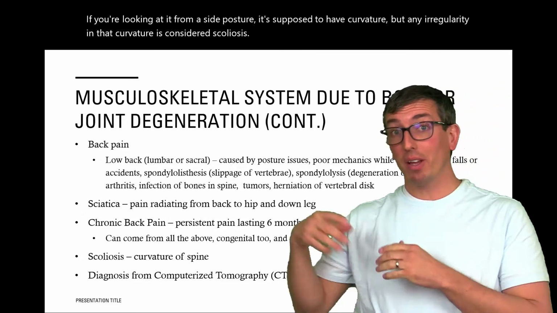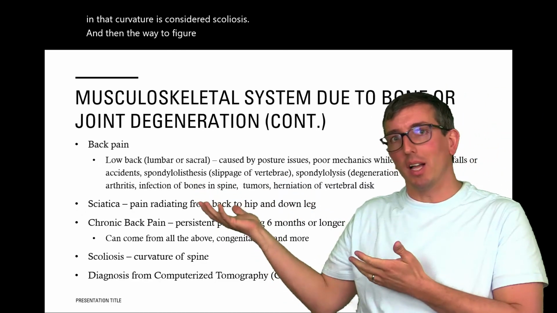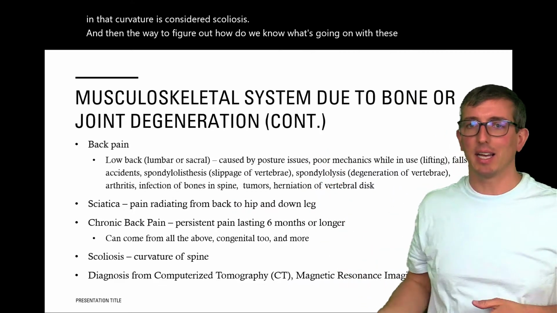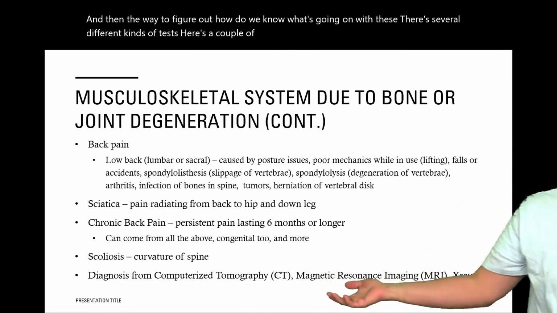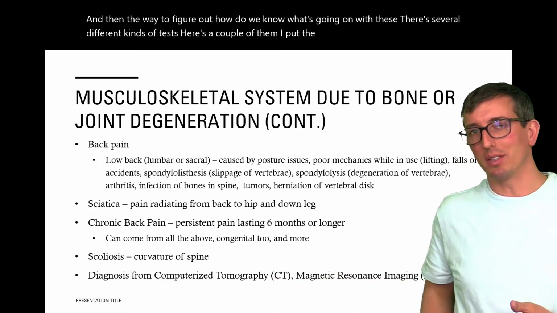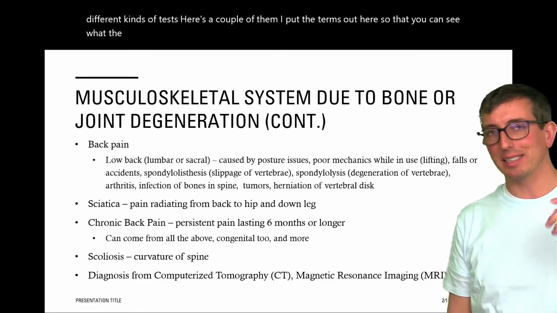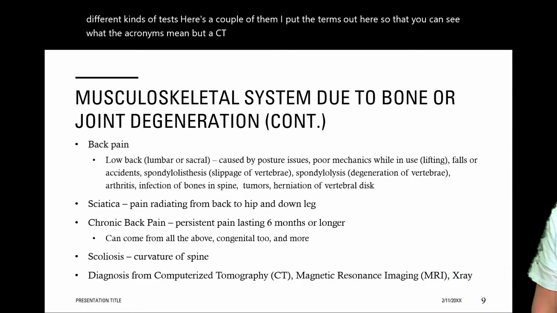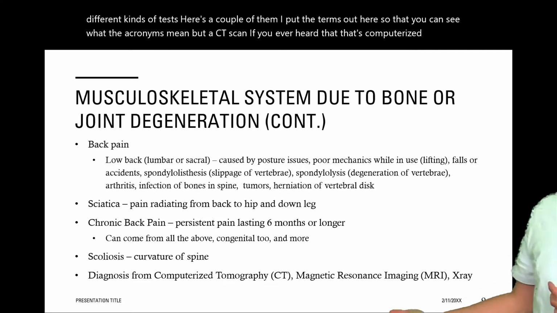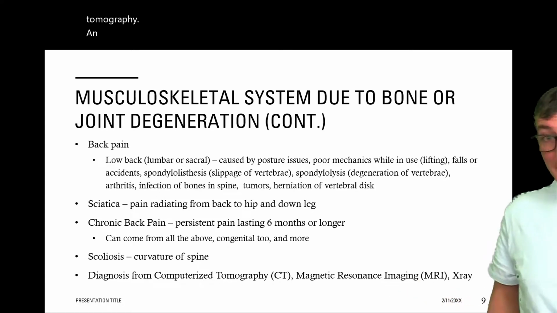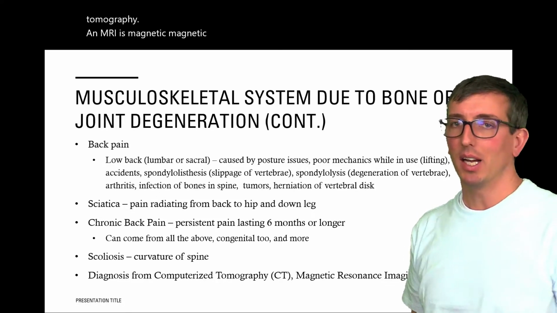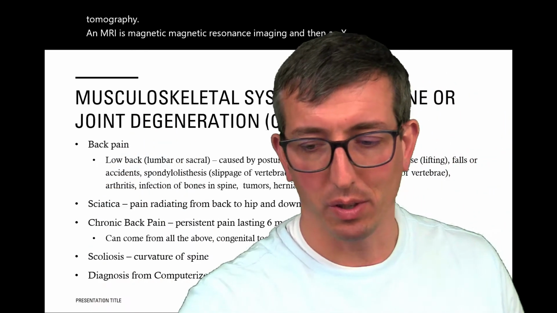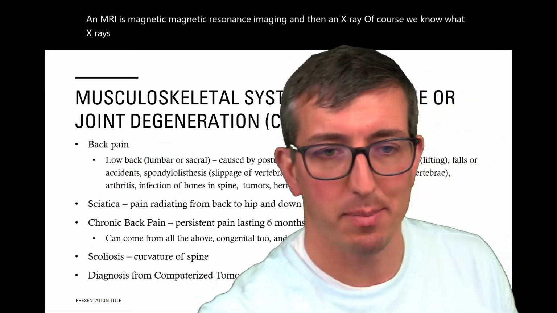And then, the way to figure out what's going on with these, there are several different kinds of tests. Here's a couple of them. I put the terms out here so that you can see what the acronyms mean. A CT scan, if you've ever heard that, is computerized tomography. An MRI is magnetic resonance imaging. And then an X-ray, of course we know what X-rays are. See the bones in the body. That's the idea.